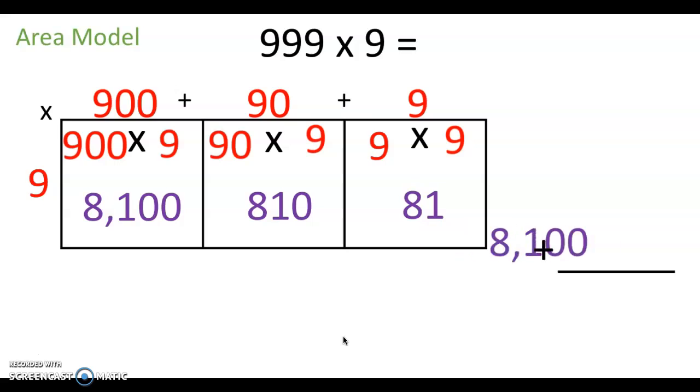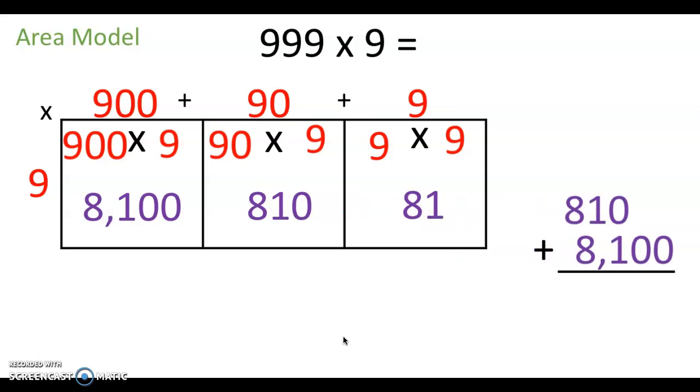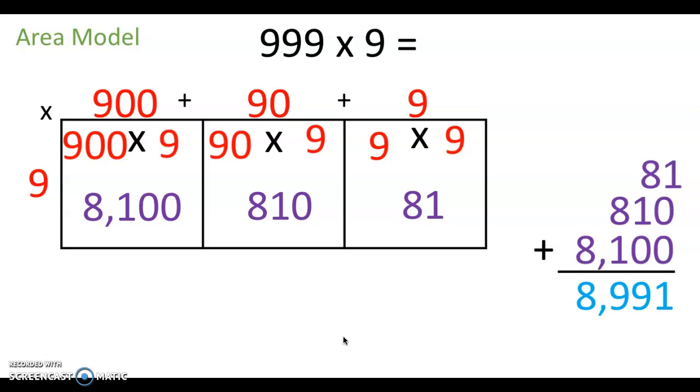Let's stack up these numbers, making sure that we put them in the correct place values so we don't get our 8s and our 1s all mixed up. 1 plus nothing is 1. 8 plus 1 is 9, 8 plus 1 is 9, and then we have our 8. 8,991.